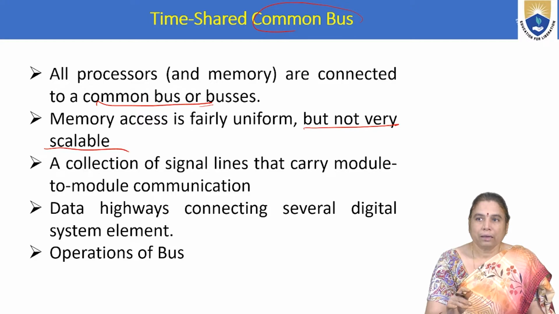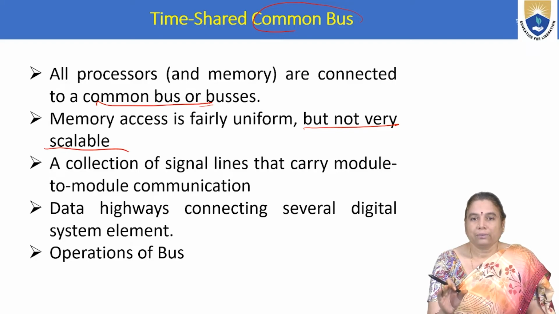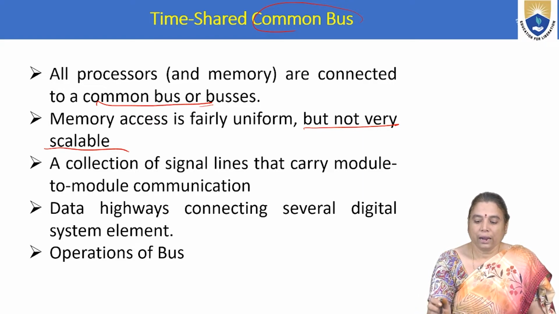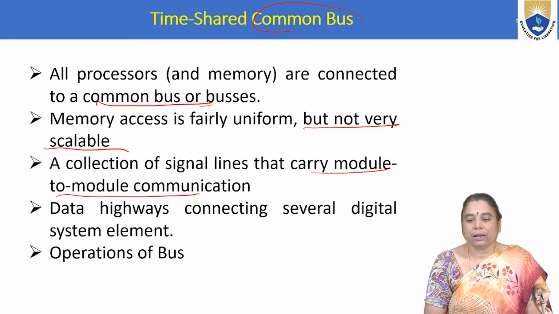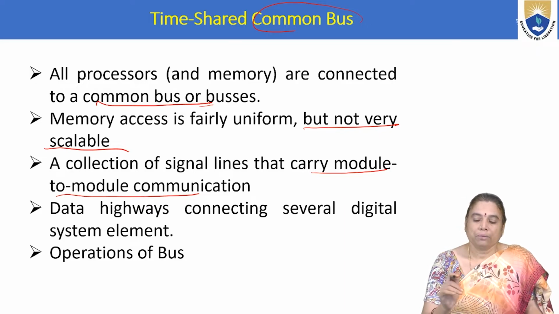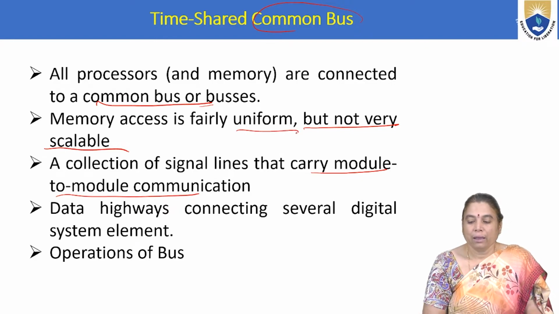So here, what is the time slot that is allotted? For that time only the device can avail the service and the remaining devices are in a waiting state. It is a collection of signal lines that carry module to module communication. So here the memory and the processors can share the common bus, but in a time shared fashion. The time sharing can be in a uniform manner, but it cannot support scalability.